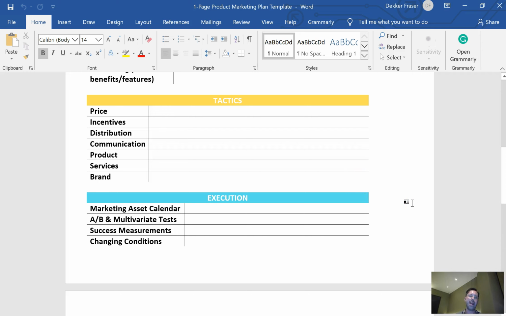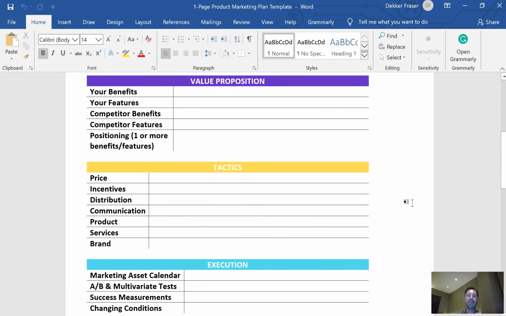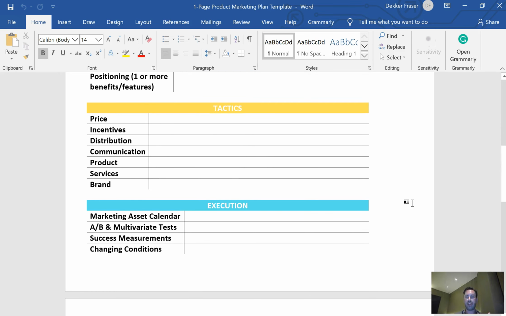Execution is also about optimization. So this is where growth marketing plays a strong role. Things like A/B tests, multivariate tests, very important. Measuring success after launch is also very important. So you need to be looking at whether you're on track to reach those goals that we set at the beginning and the various sub-objectives that you set for yourself.